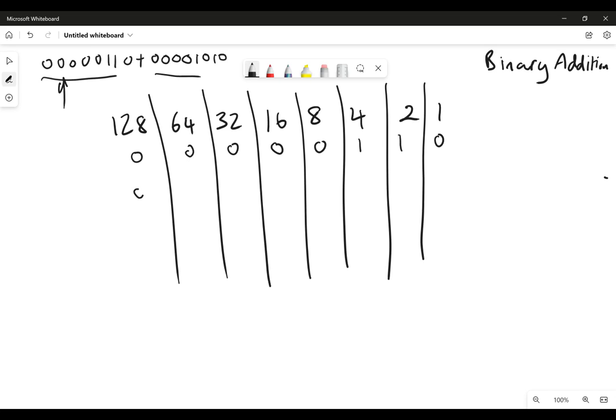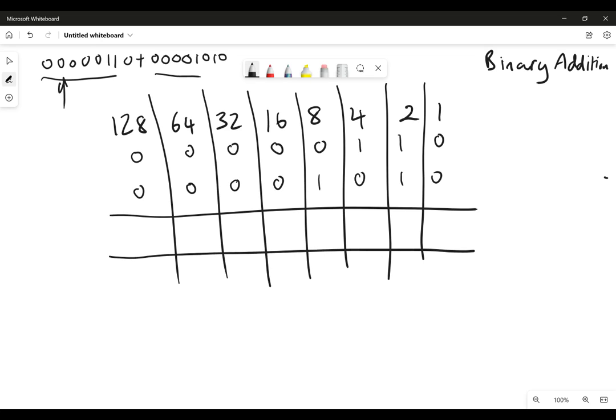1 1 0, and then the second one's going to go underneath it. Okay, so let's just draw a line there to make it clear to us. So what we're going to do here, again, this is where it's going to get interesting, so bear with me. We can only get an answer of ones or zeros, okay? So 0 plus 0 is 0, yeah? 1 plus 1 is 0, remainder 1. Ooh, that was wild. We can only get an answer of 1 or 0. It can't be 2. So 1 plus 1 is 0, remainder 1.